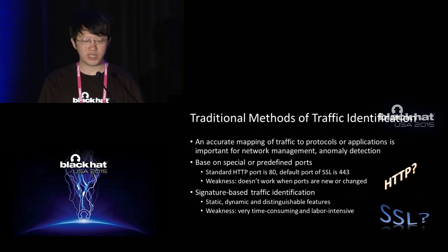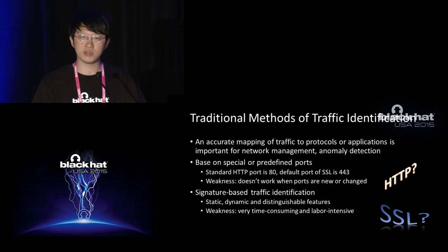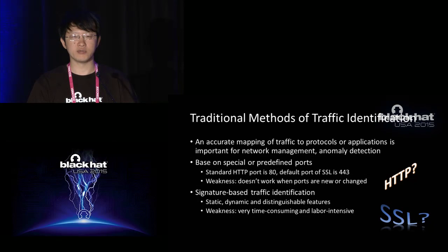As we know, traffic identification is the foundation of cybersecurity. An accurate mapping of traffic to protocols or applications is important for network management, anomaly detection, and so on. We all know some traditional methods. The earliest one is based on special or predefined ports, such as the standard HTTP port is 80. The default port of SSL is 443. However, if a port is irregular or has never appeared, it doesn't work at all.